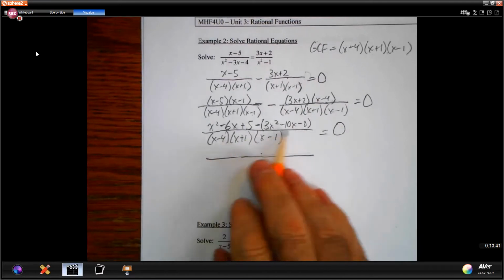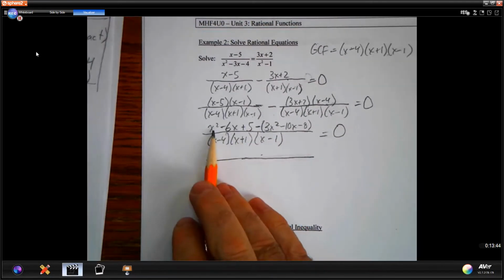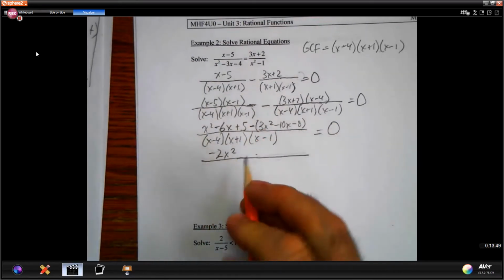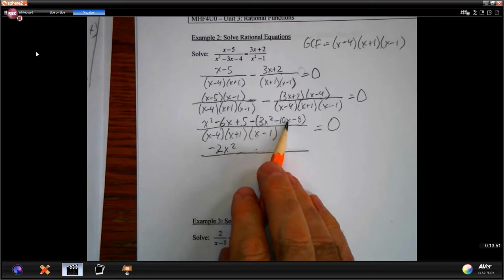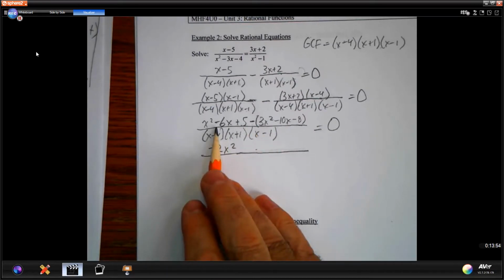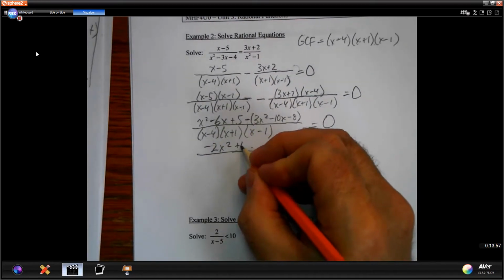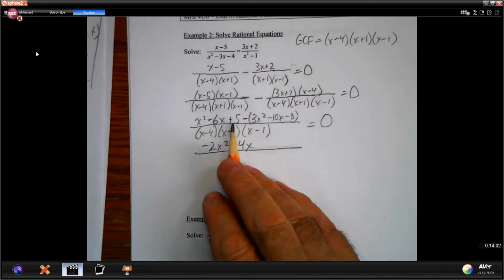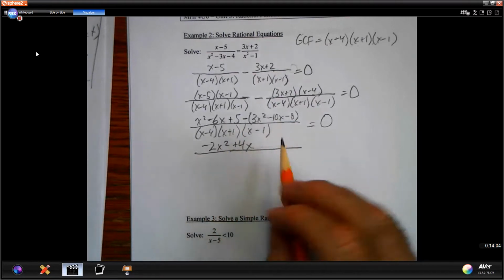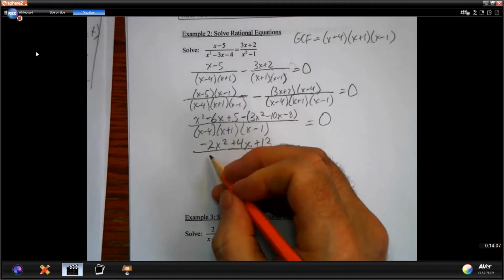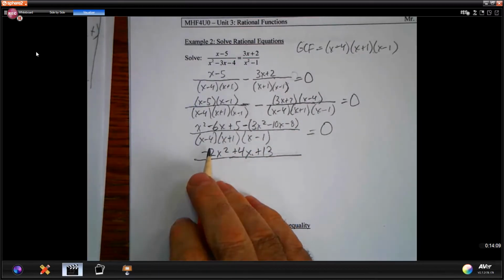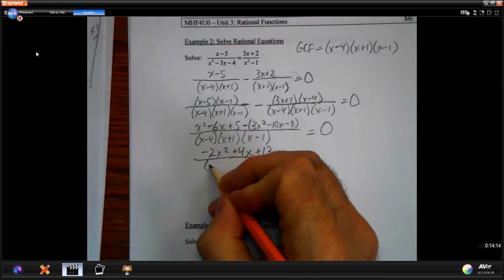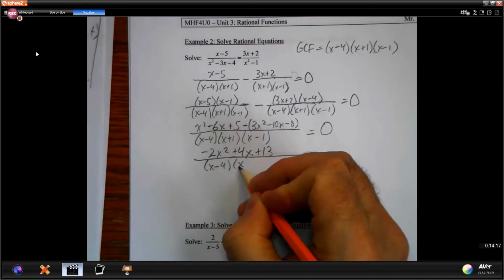Okay, so I'm going to simplify the top. So I've got an x squared minus 3x squared. So that's a minus 2x squared. I have a minus 6x minus negative 10x, so that's plus 10x. Minus 6x, that's plus 4x. And then a 5 subtract negative 8, so that's 5 plus 8, it's plus 13. Now on the bottom, you're going to see in the next step, we really don't need to expand the bottom, so I'm just going to leave it the way it is, as factored.